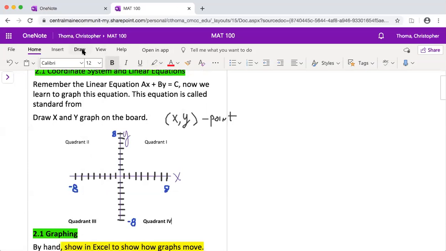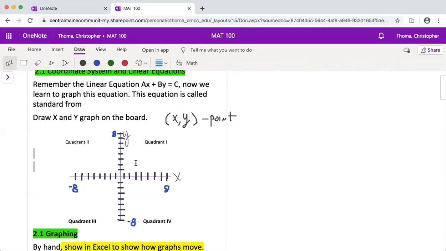And so if we are in quadrant 1, our values are always going to be positive. So my x will be positive and my y will be positive. Both values are positive. Quadrant 2 is x is negative, y is positive. And quadrant 3, they're both negative. In quadrant 4, x is positive and y is negative.